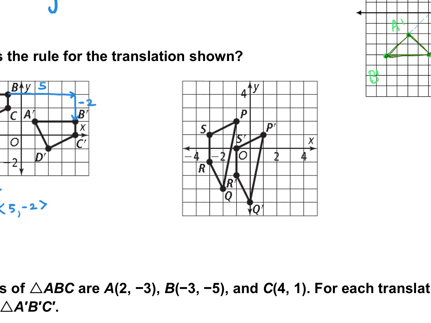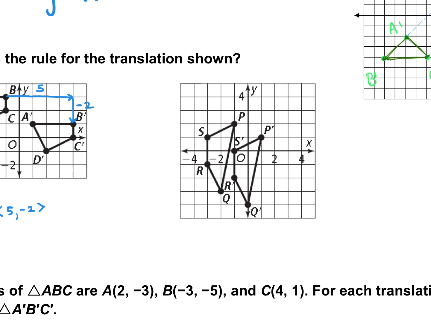All right, so next one, same idea. We want to start with our pre-image. Our pre-image is P and our image is P prime. So how do we get from here to here? Think of your shifting. So we're going to go to the right 2 units. Anytime you go to the right, it's positive. If we were going to the left, we would have a negative number for that horizontal shift. And then we're going down 1 unit. When we go down, it's negative, so negative 1.